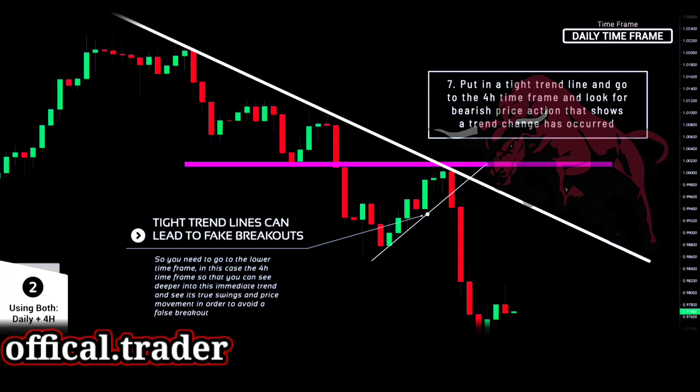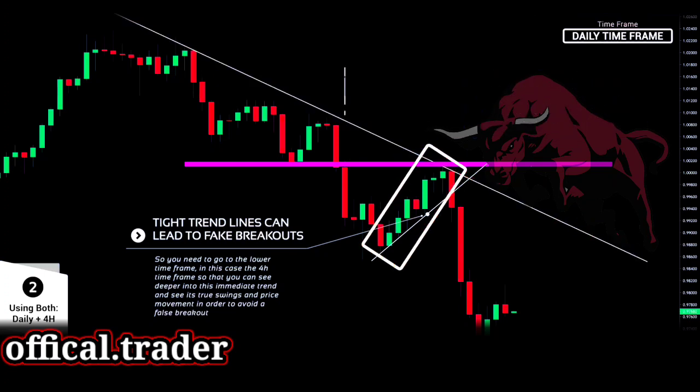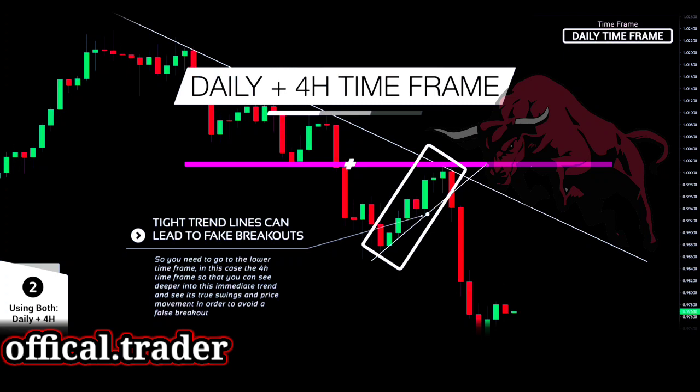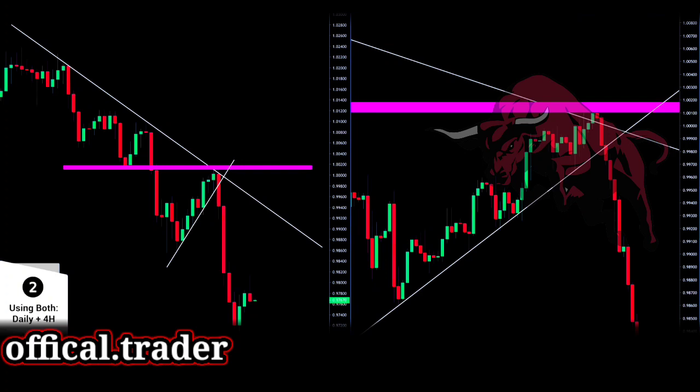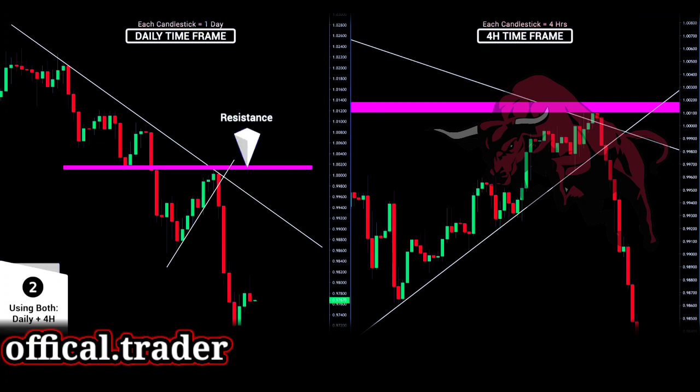We use a lower time frame, specifically the 4-hour time frame, so that we can see deeper into this immediate trend. So let's put the 4-hour time frame beside our daily time frame so you can see both simultaneously. So here we have both time frames side by side. This chart on the left is your daily time frame, meaning each candlestick represents 1 day. The chart on the right is the 4-hour time frame, meaning each candlestick represents 4 hours time. Here is the resistance level on the daily time frame, and here is the same resistance level on the 4-hour time frame. Here is the long-term trend line on the daily time frame, and here is the same long-term trend line on the 4-hour time frame.